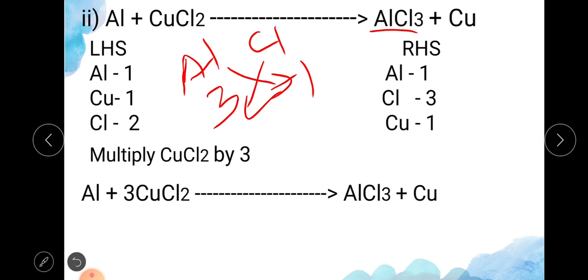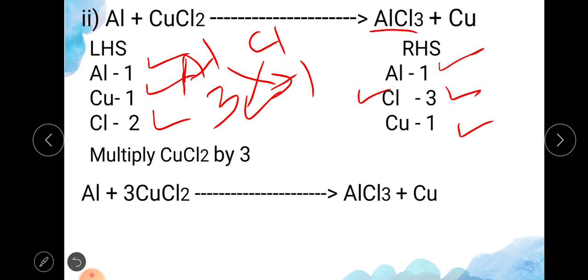Before going to balance the chemical equation, I will tell you one more point. All the students should write down the formulas and elements in a separate notebook. The next step, write down the LHS and RHS here. Aluminum how many? 1. How many copper? 1. How many chlorine? 2. And on the RHS also just write down like that: aluminum 1, chlorine 3, copper 1. Which is the maximum number? Chlorine. So we should balance chlorine.